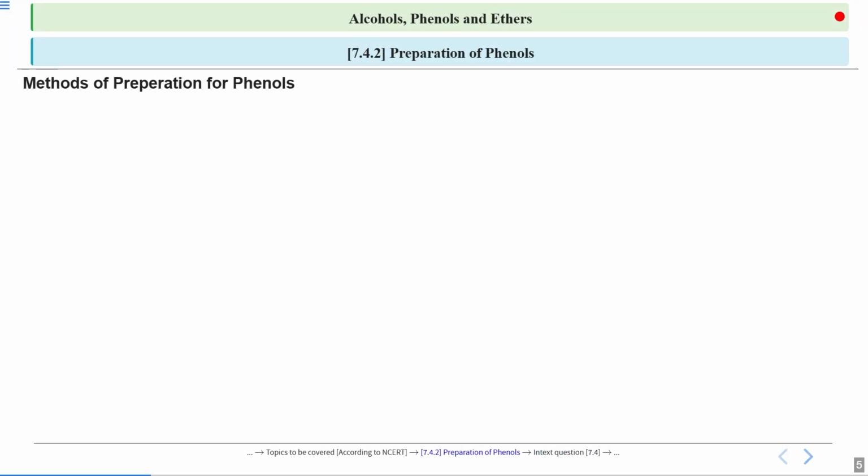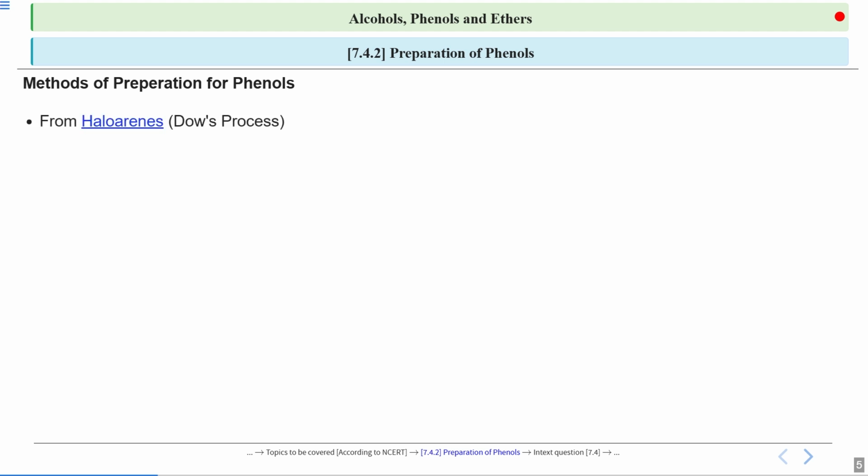So let's start with the first topic, that is section 7.4.2, preparation of phenols. So let's see the methods of preparation for phenols. In the previous lectures, we have covered the methods for the preparation of alcohols. Today, we are going to see the methods of the preparation for phenols.